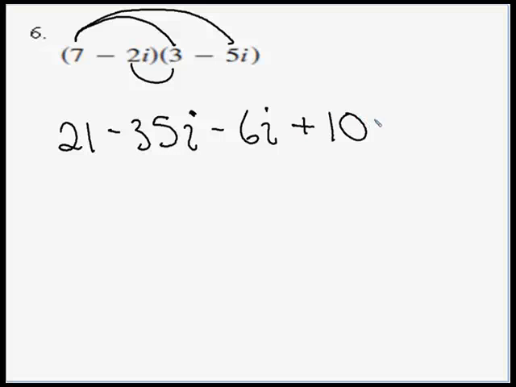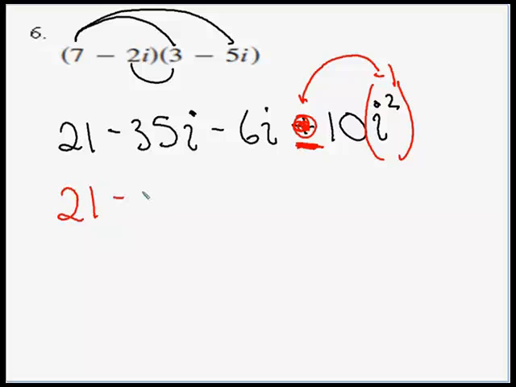I times I is I squared. And remember, this I squared is equal to negative 1. And that negative 1 is just going to flip-flop this sign to a negative sign. So what we have now is 21 minus 35i minus 6i minus 10.